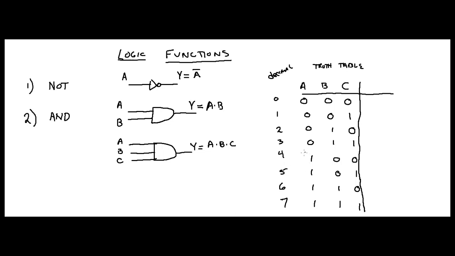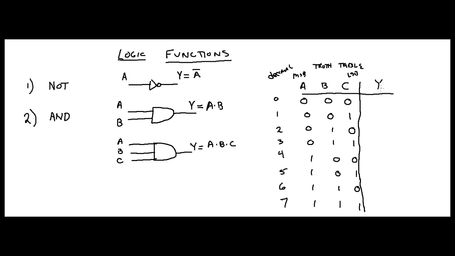By the way, do you notice a pattern here? Your least significant bit goes 0, 1, 0, 1, 0, 1, 0, 1. See that? And the next one goes 0, 0, 1, 1, 0, 0, 1, 1. And in this case, your most significant bit goes 0, 0, 0, 0, 1, 1, 1, 1. You'll see a lot of different patterns when you're writing truth tables. It's kind of interesting.